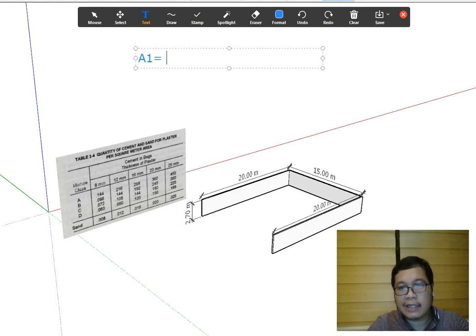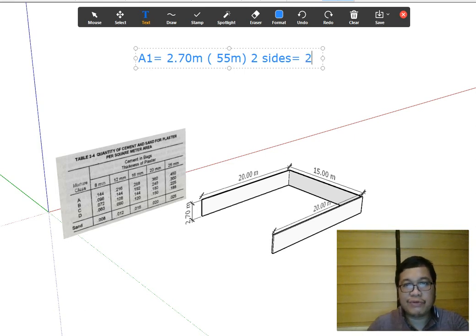Now let's get the height of the fence, which is 2.70 meters. Then let's multiply by the total length, so that's 20, 20, 15, which is 55 meters. Since there are two sides of the wall that we're going to plaster, we're going to multiply that by 2. So 2.7 by 55 times 2, we're going to have 297 square meters for the two sides.